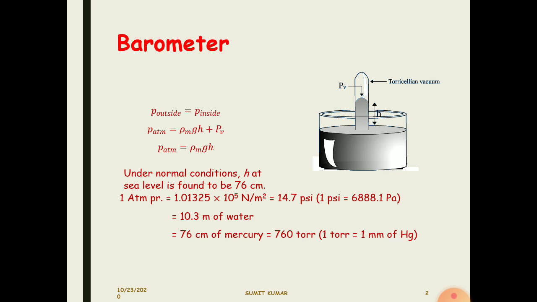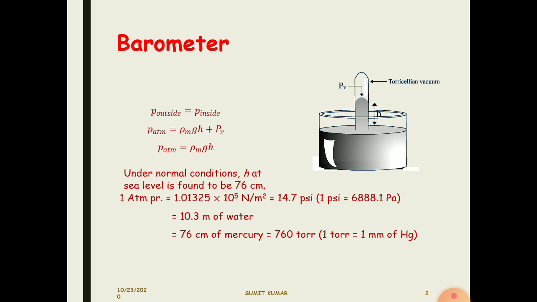The atmospheric pressure can also be written in terms of pressure head, that is 76 cm of mercury or 10.3 meters of water. This value suggests that to measure one atmospheric pressure, the length of a barometer must be at least 76 cm when it is filled with mercury.